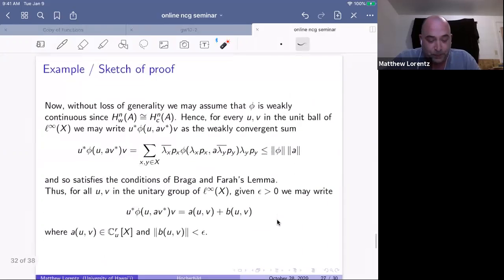So from here, if we're given an epsilon greater than 0, we can write this as a of uv plus b of uv, using the epsilon r approximation from before, where a of uv is going to have some finite propagation, and b of uv is going to be less than that epsilon.